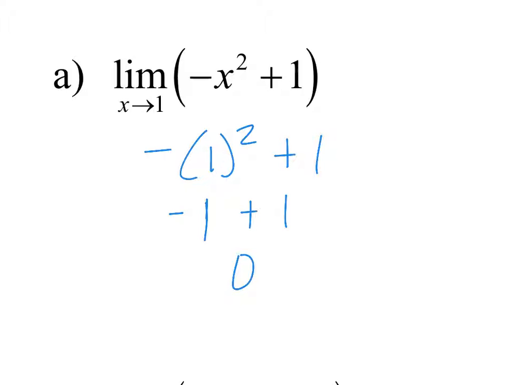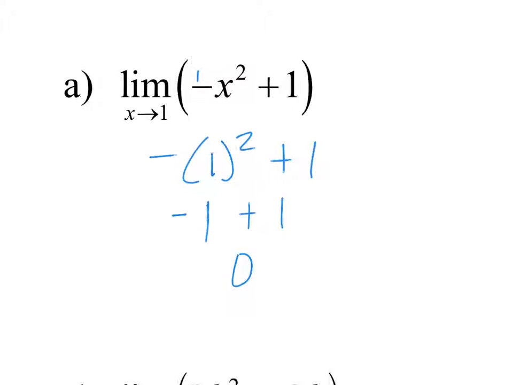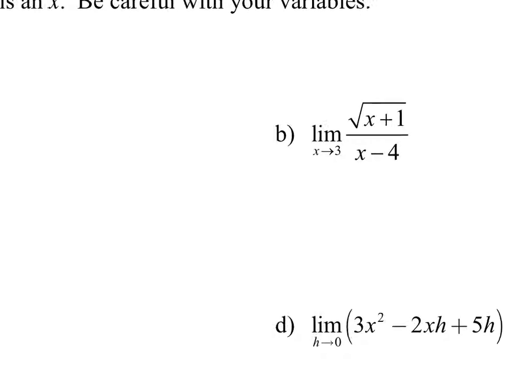If it wanted the negative on the inside, it would have put this in parentheses. Okay? So, yeah, the negative's on the outside unless it's denoted with parentheses like that. Okay? All right. B. Plug in 3.